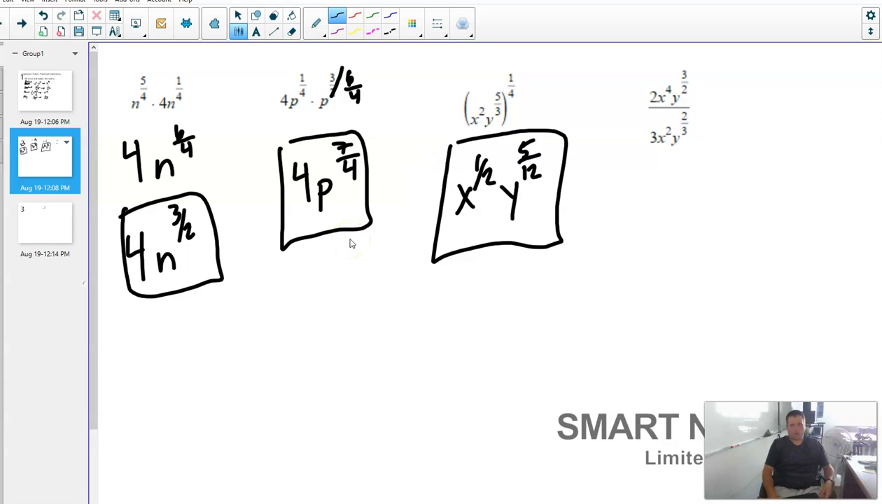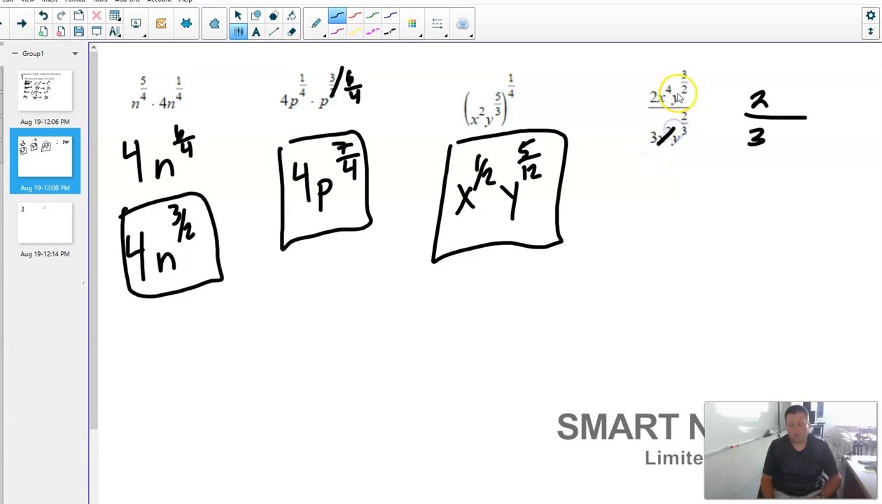So again, your rules stay the same. Don't change your rules. Product means we're going to add, power to power means we're going to multiply, and then our quotient means we're going to divide or subtract here. So I've still got the 2 and the 3 because they don't go in evenly. Then I look at my x's. I've got 4 here and 2 here. All 4 are gone, and then 2.